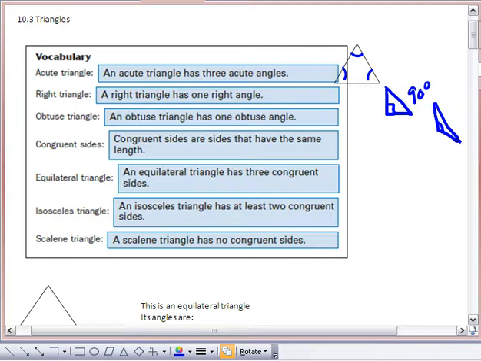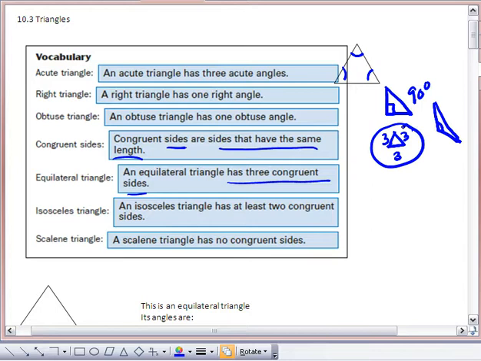Now, a triangle with congruent sides. Congruent means that all the sides are the same length, or all the angles are the same. So, congruent sides are sides that have the same length. An equilateral triangle has three congruent sides. So this triangle here that has a 4 for each of its sides would be an equilateral triangle.